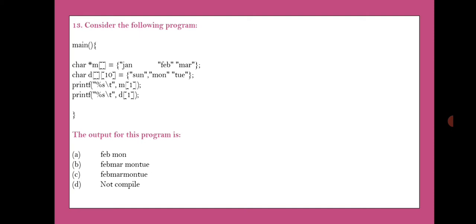FEBMAR becomes FIBMAR, and D of 1, MON Monday, Tuesday becomes MONTUE. So M of 1 contains the address of FIBMAR, and D of 1 contains the address of MONTUE. So hence the answer is B.